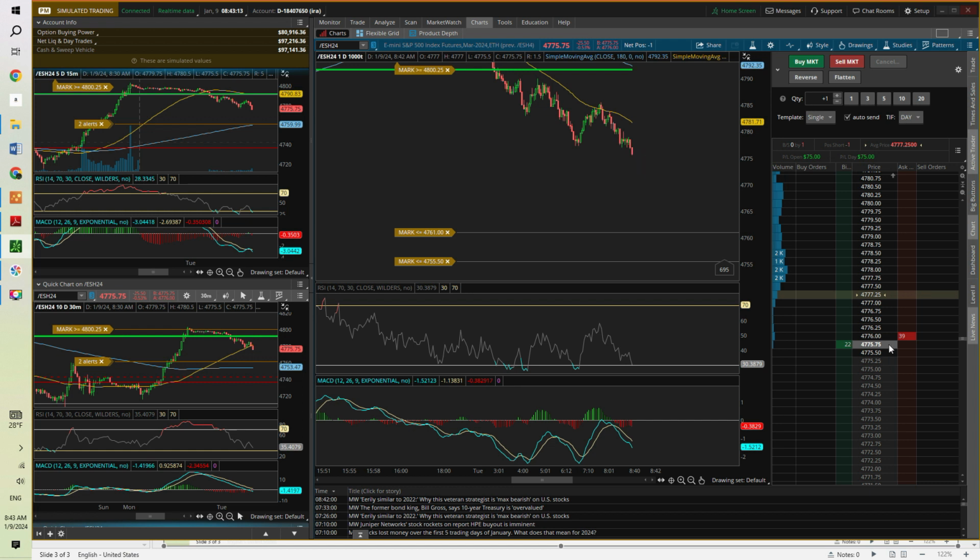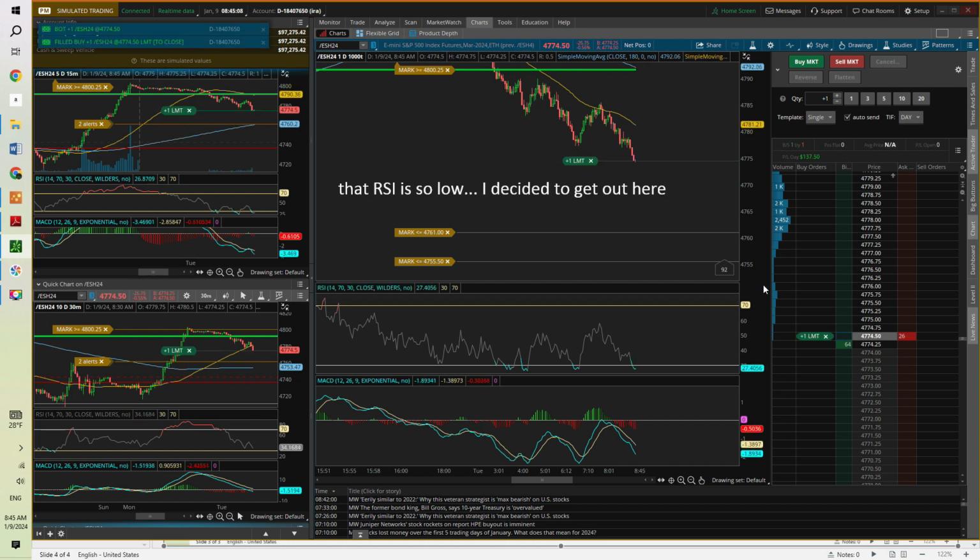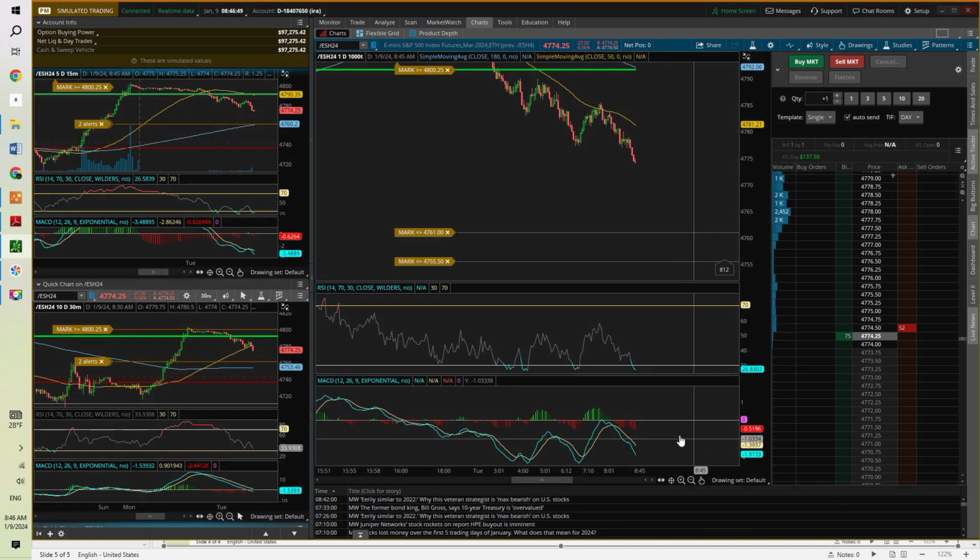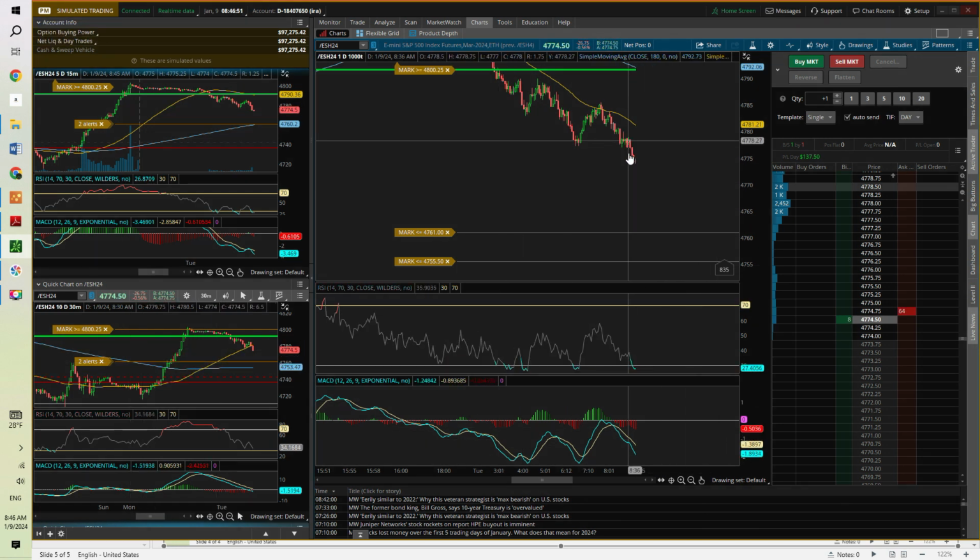It did drop. That was kind of a more risky trade, getting in kind of at the bottom like that, but it looked good. The RSI was super low and kind of turning, so I went ahead and got out. $137 profit on the first trade. That was good.